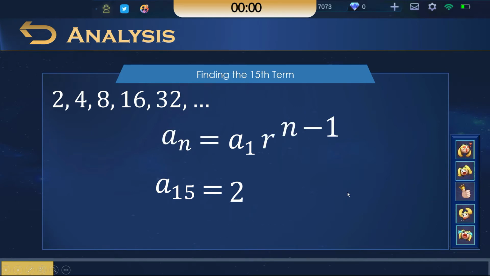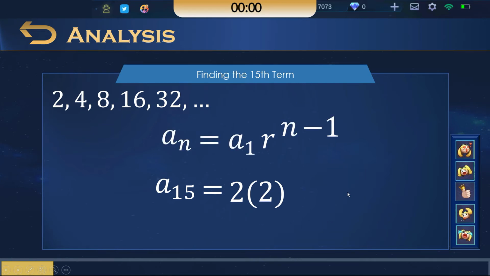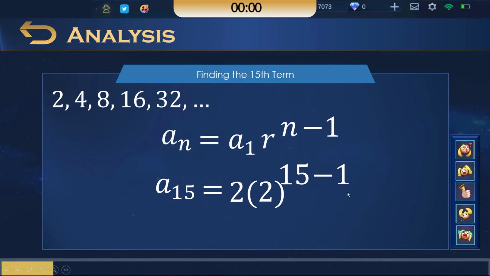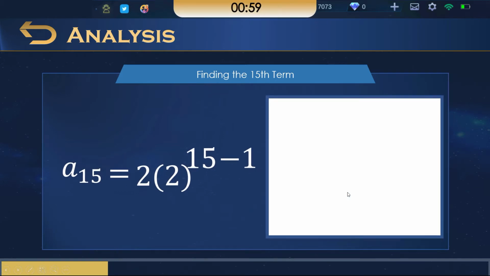Next, we are going to look for our ratio. The common ratio of this sequence is also 2. And we also have the n. N is considered the order of the missing term, or the term position. And we are trying to look for the 15th term. Therefore, our exponent is n, which is 15, minus 1. Let us now try to simplify this. I'll give you 1 minute for you to simplify this equation.